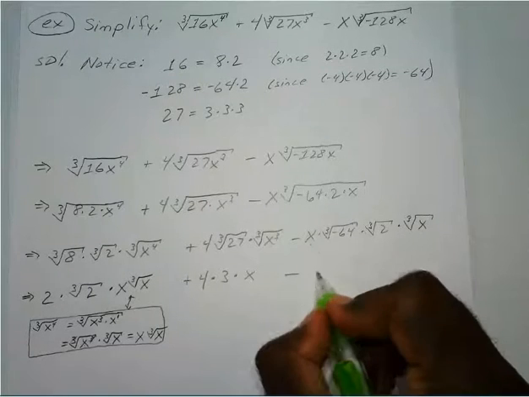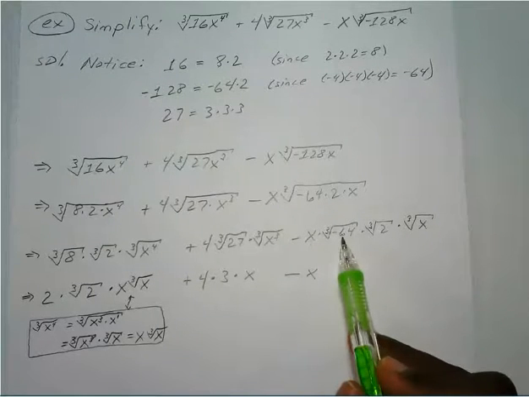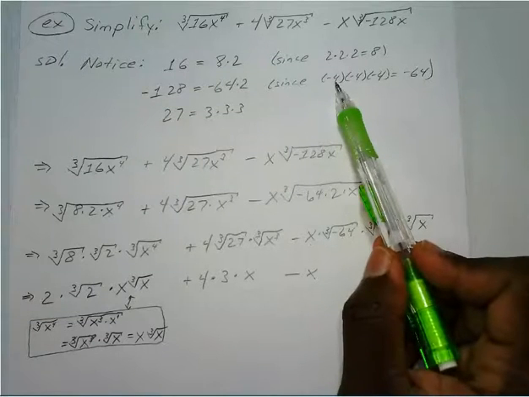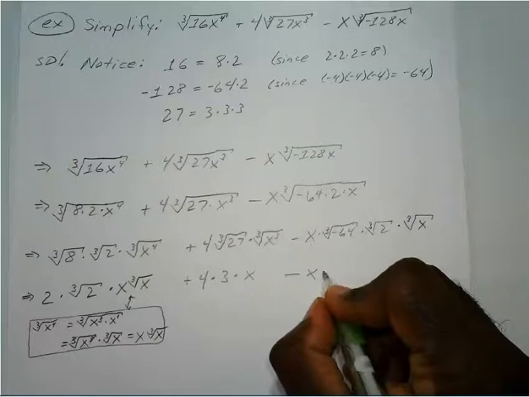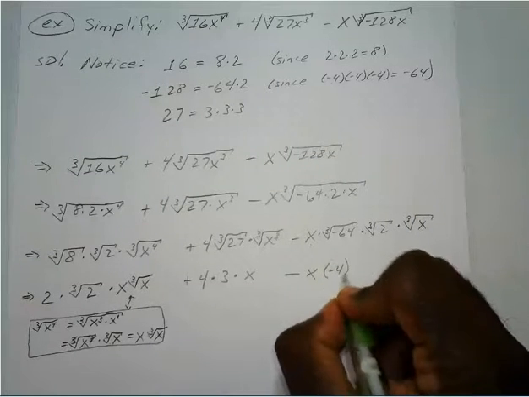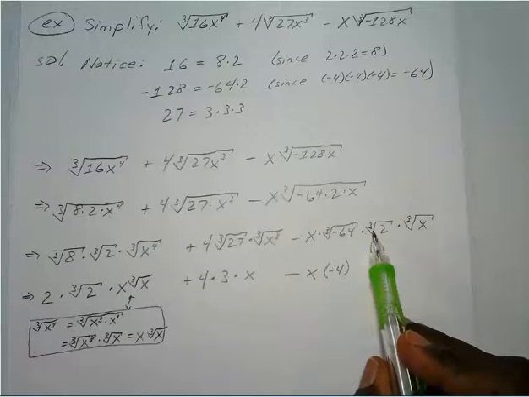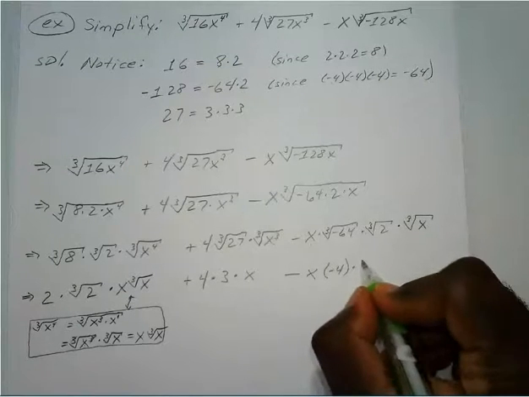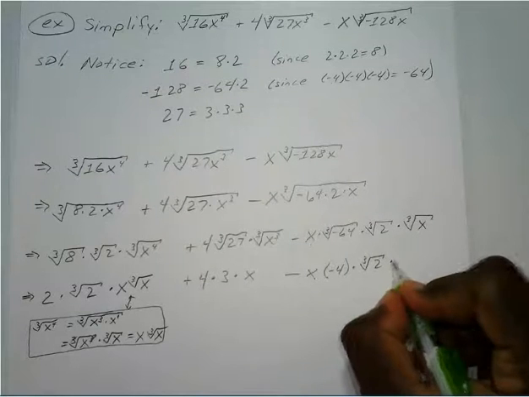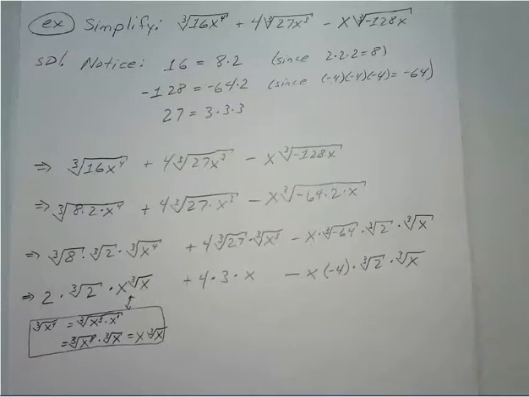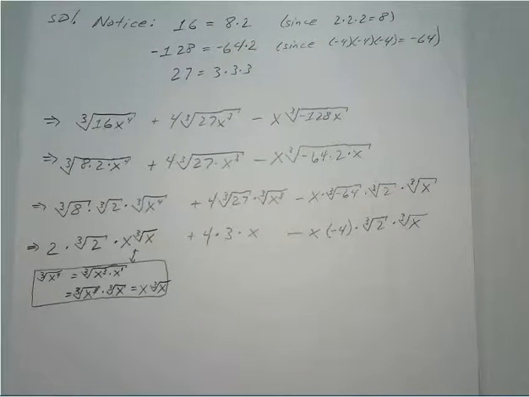So minus x. And you have the cube root of negative 64 is negative 4, because negative 4 times negative 4 times negative 4 is negative 64. So times negative 4. And you have cube root of 2, which is still cube root of 2. Can't really do anything with that one. And you have cube root of x, which is still cube root of x. Can't really do anything with that one. Okay, so we're slowly but surely moving along on this one.